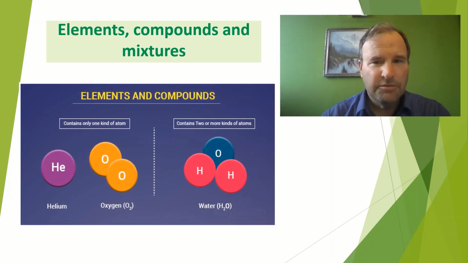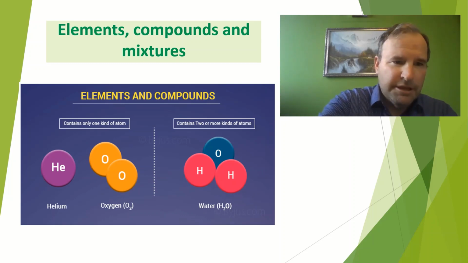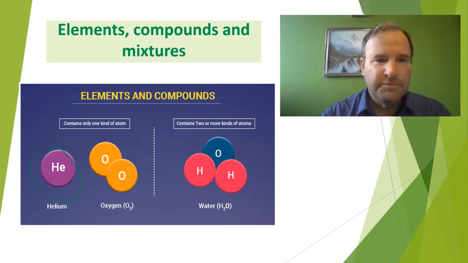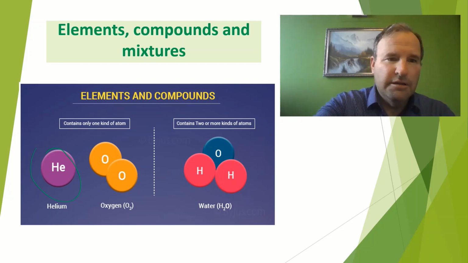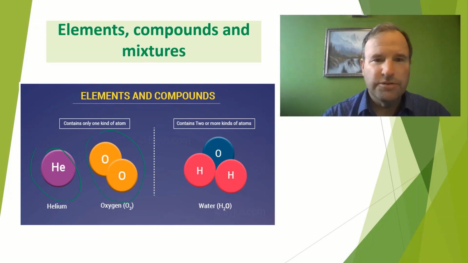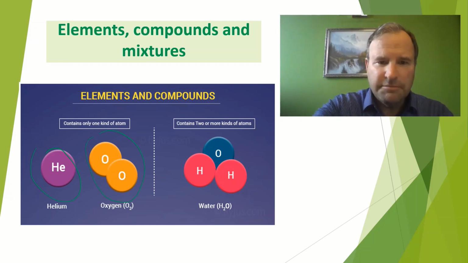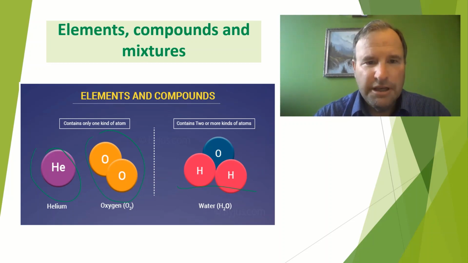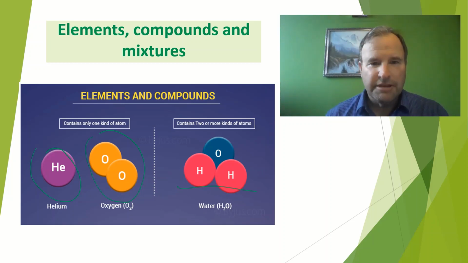Okay, so elements, compounds and mixtures again, just to re-emphasize what an element is. You can see here we've got the monatomic helium here. That is an element, monatomic gas. Then you've got the one we said before, oxygen O2. We'll be looking at compounds. Remember, they're made of two or more different atoms joined together or combined together during a chemical reaction, H2O.